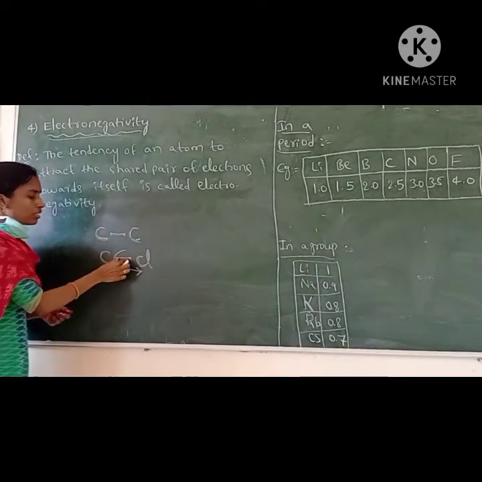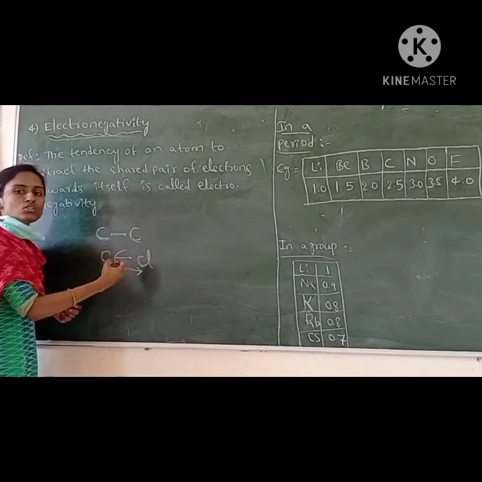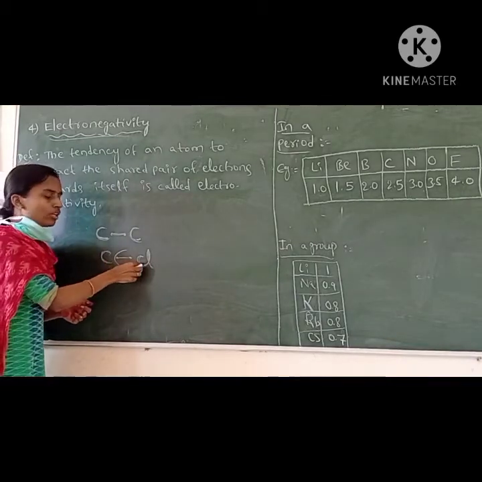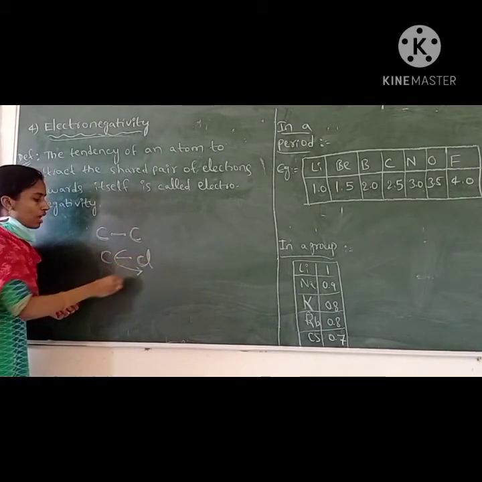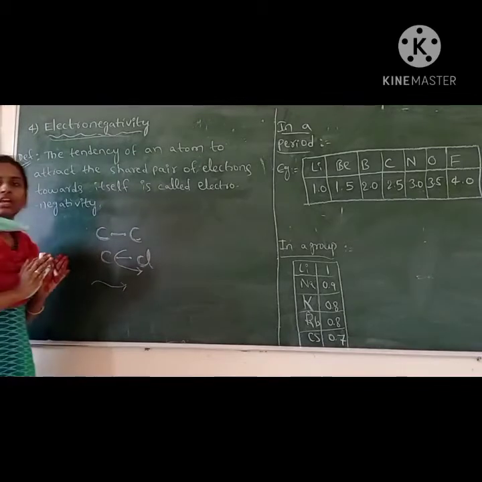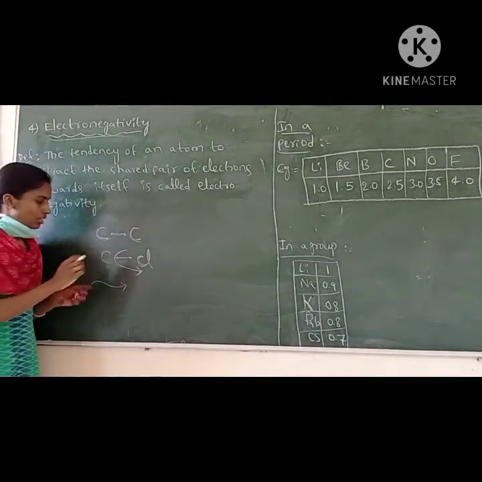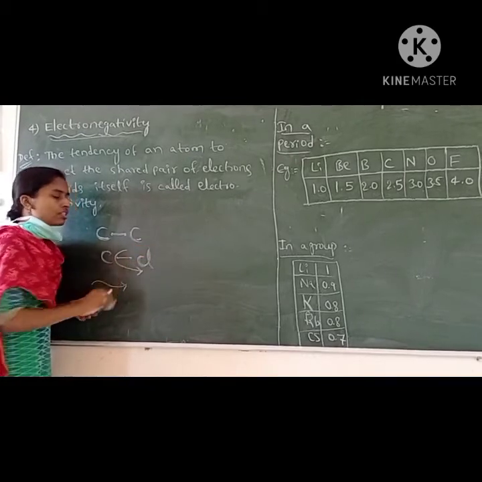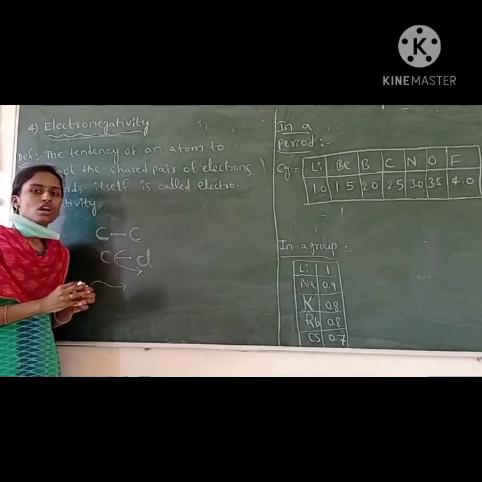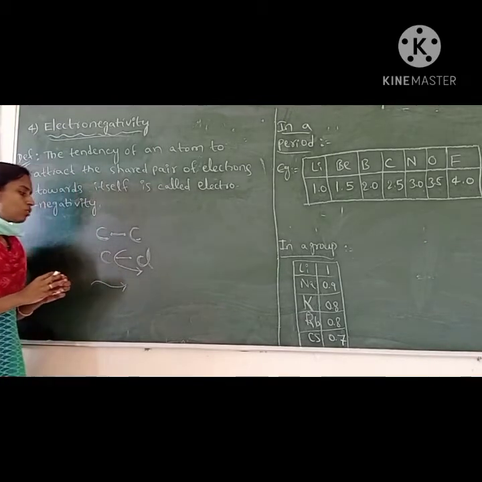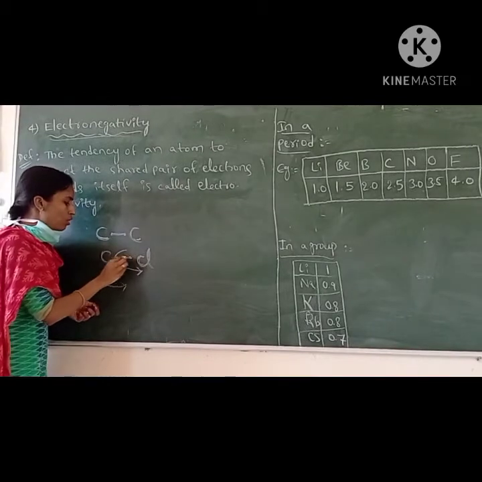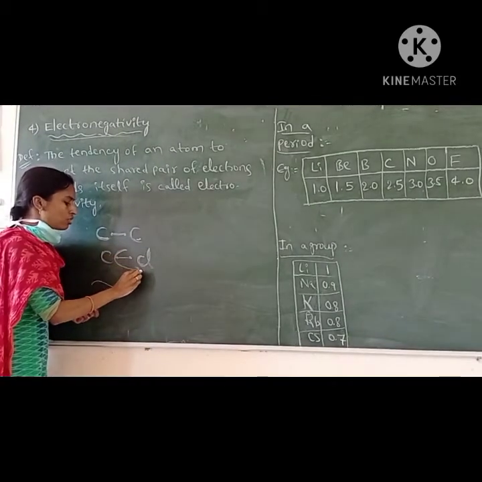So this capacity, this tendency of pulling electrons towards itself is called electronegativity. So why is it pulling the electron cloud? Here the chlorine, as we move from left to right in a period, the size will decrease. We have seen that due to the decreased size and increased nuclear charge. So as size decreases, the nuclear charge increases. So due to the increased nuclear charge, it attracts the shared electron cloud towards itself.